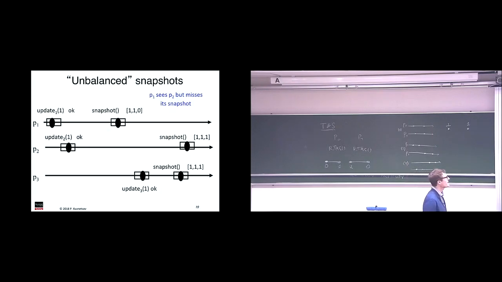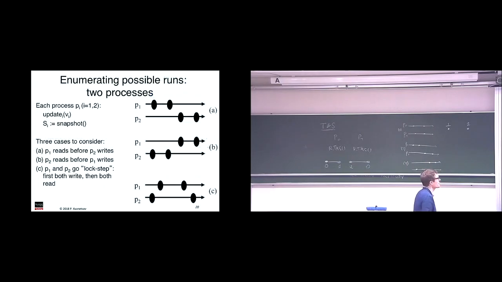So what we see here is that P1 sees the value by P2, but the snapshot of P2 is much bigger than the snapshot of P1. Somehow P2 was very fast to write, but very slow to take the snapshot. The two events, update and snapshot, are very loosely decoupled. You have no control over this interval here. And as a result, you have this kind of phenomenon: I see you, but I don't know what you saw. And there's no way for me to realize what you could have seen. And how does this manifest?